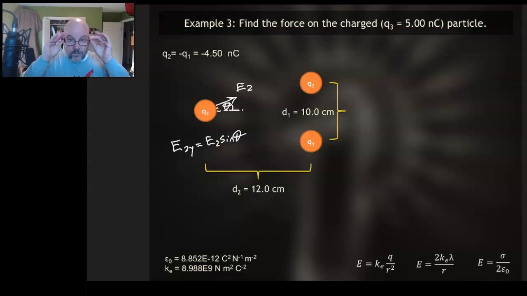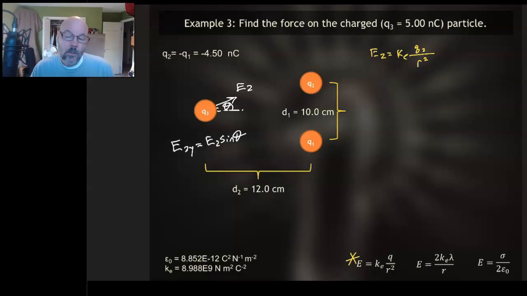If we can get E2 sine theta, we're pretty good. Now, how do we get E2? Well, it's a point charge, and so right down here is what we're going to be working with. Let's say E2 is k_e Q2 over r squared. And that r, of course, is the distance between the two charges.